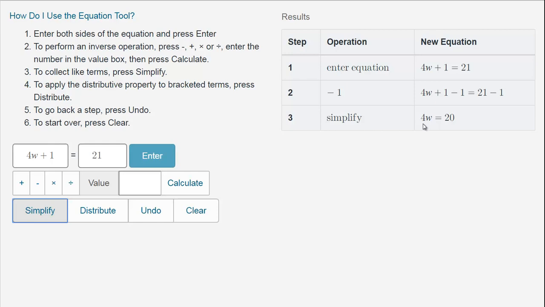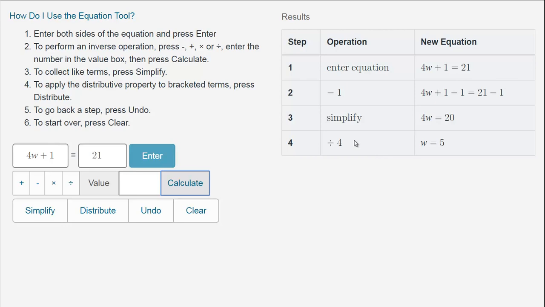So I'm going to get rid of that 4 by dividing by 4, because that's the opposite of multiplying by 4. 4w has a w multiplied by 4. So I'll type in w here and click on divide and calculate. So 4w divided by 4 would give you just w, or 1w. 20 divided by 4 gives us 5. So 5 is the solution. We can check it. If we put 5 in here, 4 times 5 is 20, plus 1 does give us 21. So that is the correct solution.